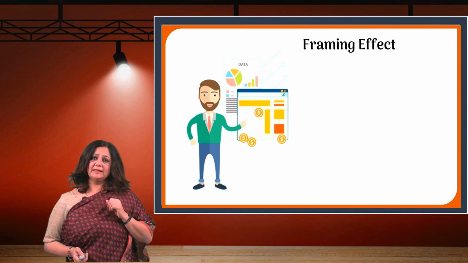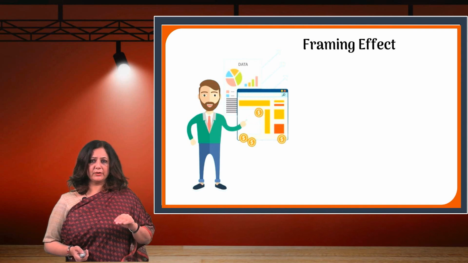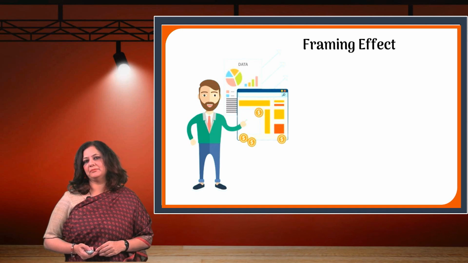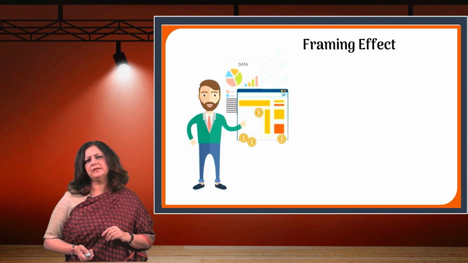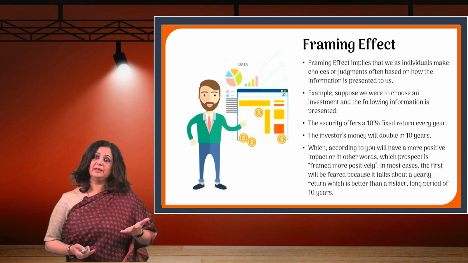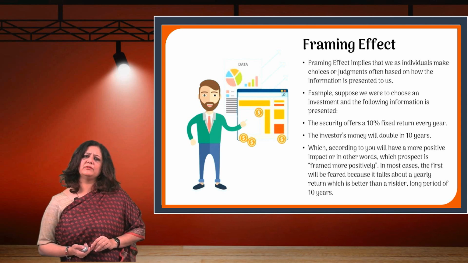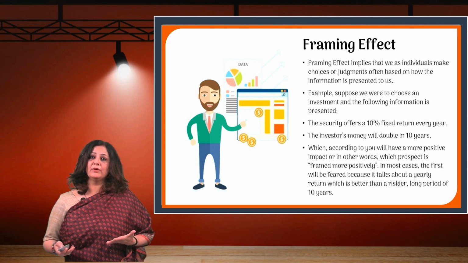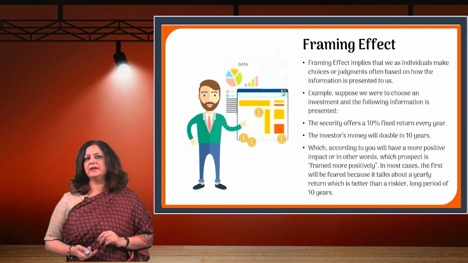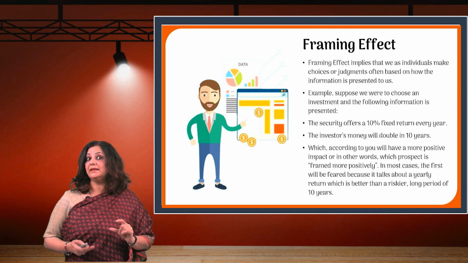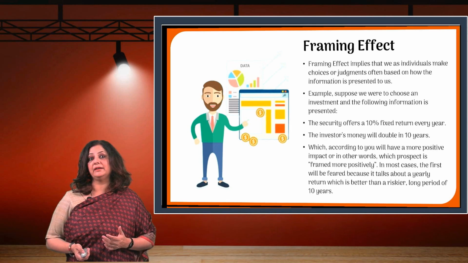Framing effect implies that we as individuals make choices or judgments often based on how information is presented to us. Example: suppose we were to choose an investment and the following information is presented. The security offers a 10% fixed return every year, or the investor's money will double in 10 years. Which according to you will have a more positive impact, or in other words, which prospect is framed more positively? In most cases, the first will be preferred because it talks about a yearly return, which is better than a riskier long time period of 10 years.